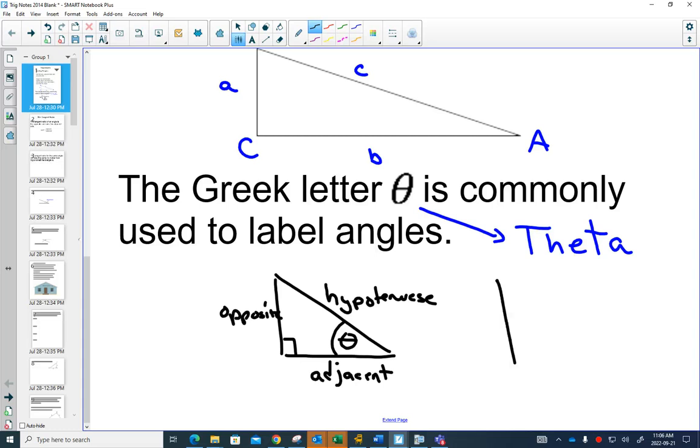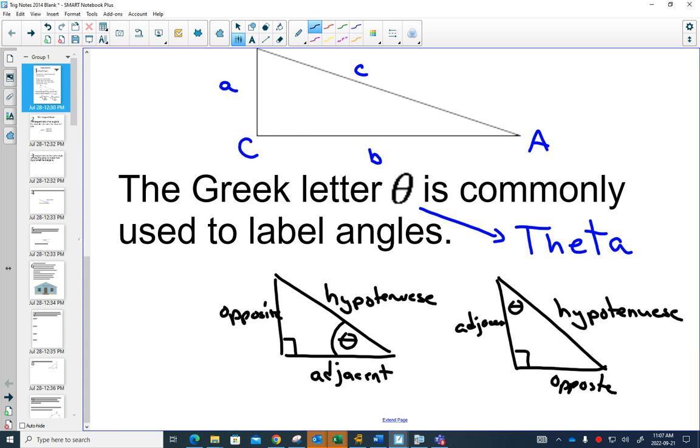If I drew the exact same right angle triangle, but I labeled that angle as theta, now this is still my hypotenuse, but now this is the opposite side, and this is the adjacent side. So we use opposite and adjacent in reference to an angle, and it depends which angle we're talking about. Does it make sense that the opposite and adjacent could change depending on what you're talking about? But the hypotenuse will always stay in the same place.